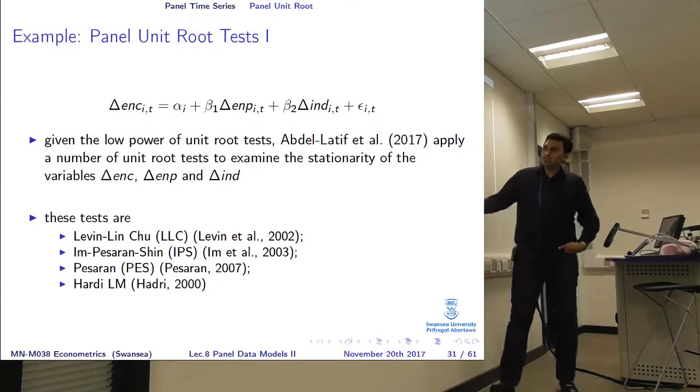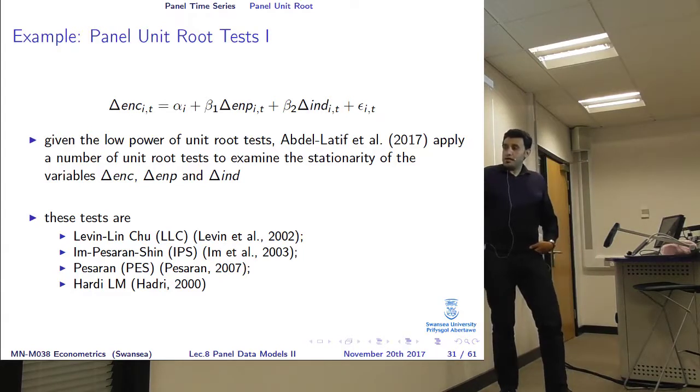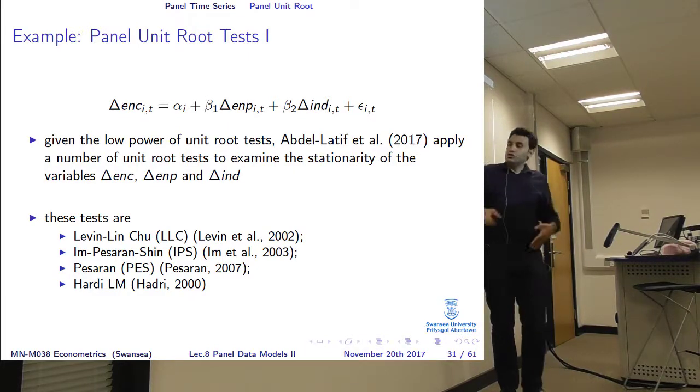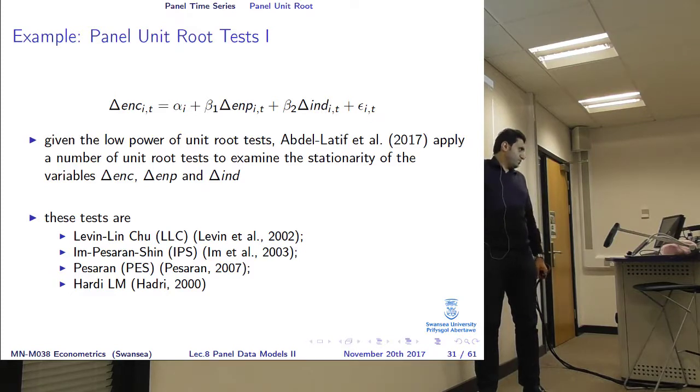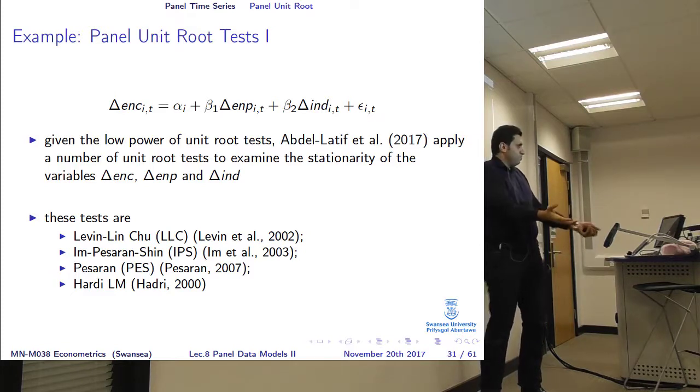The first test, which is the LLC test, IPS, and the Breitung test, these three tests are very similar in terms of the null hypothesis, what they are testing. The null hypothesis is there is a unit root. In this one, the series are stationary, so the null hypothesis is different. How do these differ? They differ in the alternative hypothesis. That's why I said it's important with panel unit root tests to consider the design and the structure, or the interpretation of the null and the alternative, because this is the difference between all these tests.